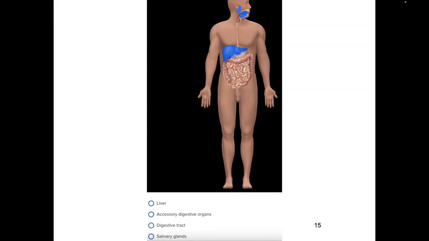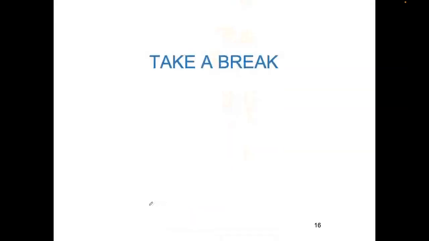All right, now we're still looking at the digestive tract, and it's looking at the parotid gland right here. It's looking at the tongue. It's looking at the liver. It's looking at the pancreas, and it's looking at the gallbladder. Now, remember, if it's the esophagus, the stomach, small intestine, and large intestine, then that's the digestive tract. But these secondary organs that help the process, those are accessory digestive organs.